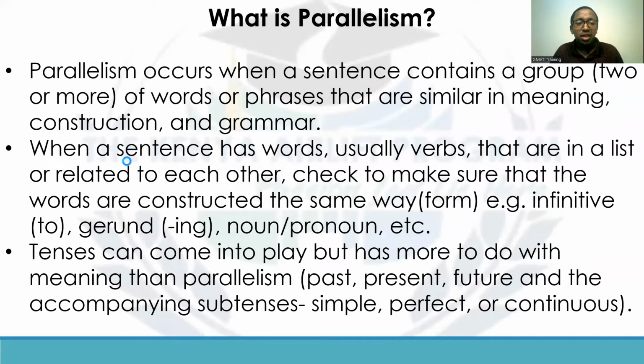So you have to check to make sure that the words are constructed in the same way. That is infinitive, using to and a base form of a verb, gerund, which is a noun using ing, and noun or pronoun. Tenses can come into play, but they have more to do with meaning than parallelism. This means that under parallelism, you can find different tenses. It's not a must that if it's past, all of it is past. You can have past, present, future, as long as the meaning is okay. So please take note of that.